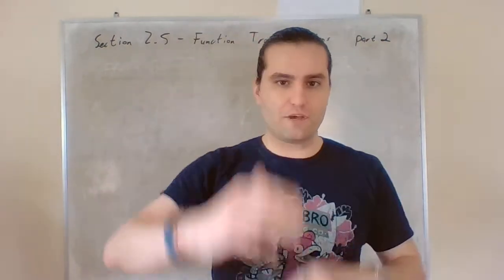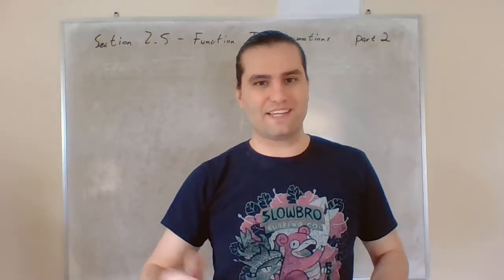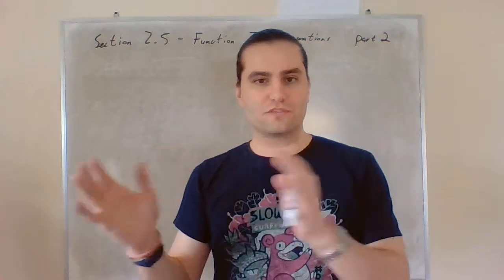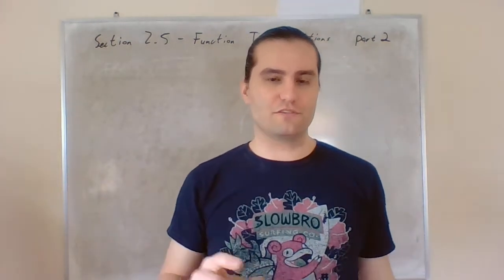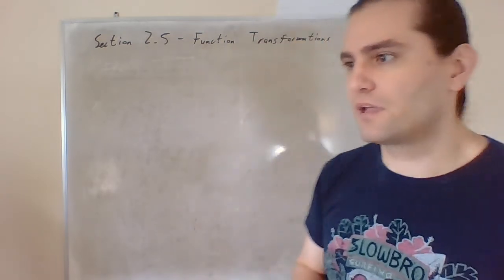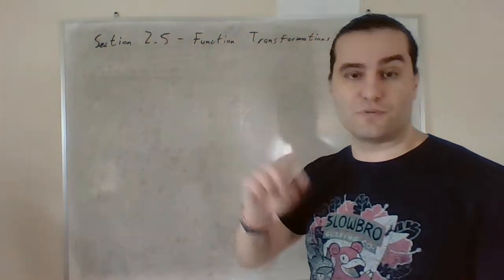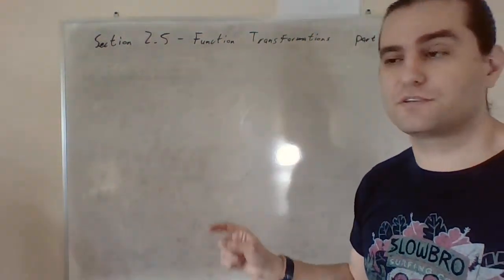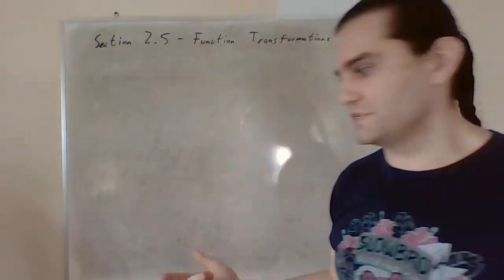So in the first part of this video we talked all about shifts. So vertical shifts up and down, you add or subtract outside the function. For a horizontal shift, left or right, you add or subtract inside the function, and you kind of do it backwards. So in this part of the video, we're going to talk about stretches and squishes.